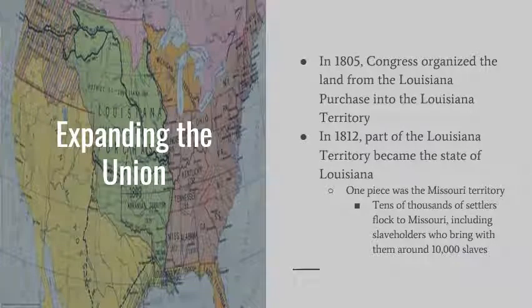So in 1805, Congress organized the land from the Louisiana Purchase into the Louisiana Territory. And in 1812, part of the Louisiana Territory became the state of Louisiana. Another part of the land acquisition from the Louisiana Purchase became known as the Missouri Territory, and by 1818, tens of thousands of settlers had flocked to Missouri, including slaveholders who brought with them some 10,000 slaves.